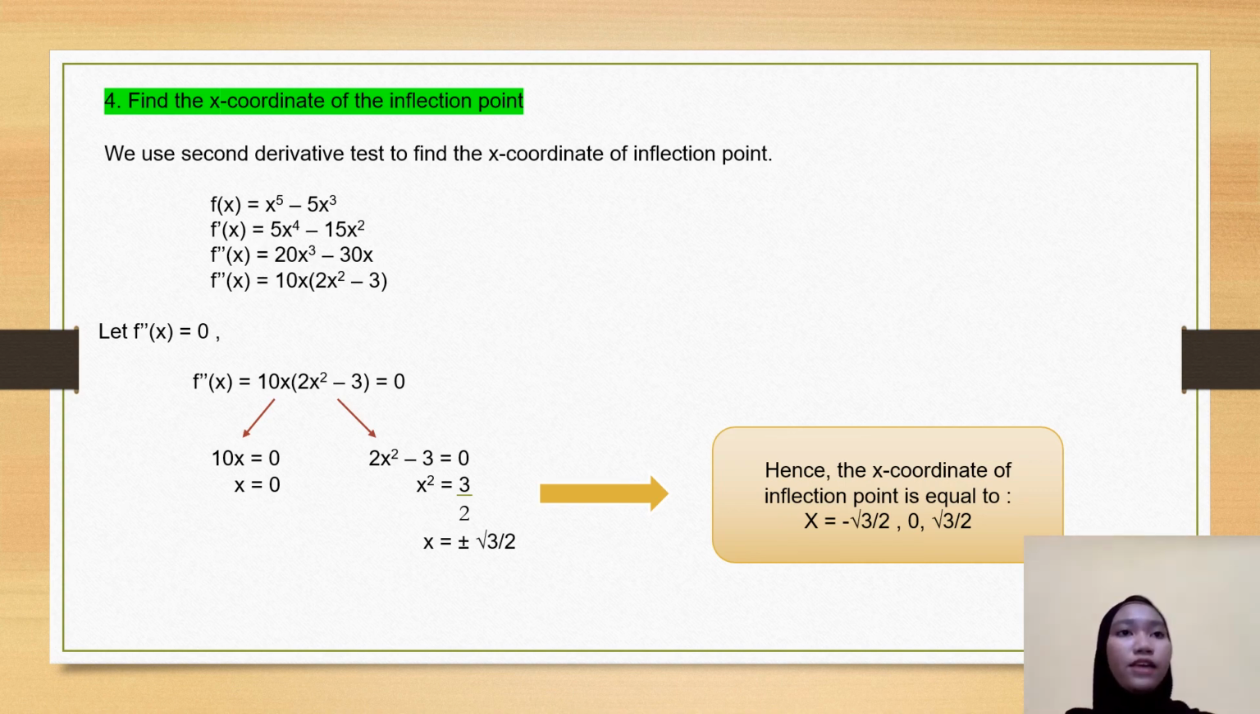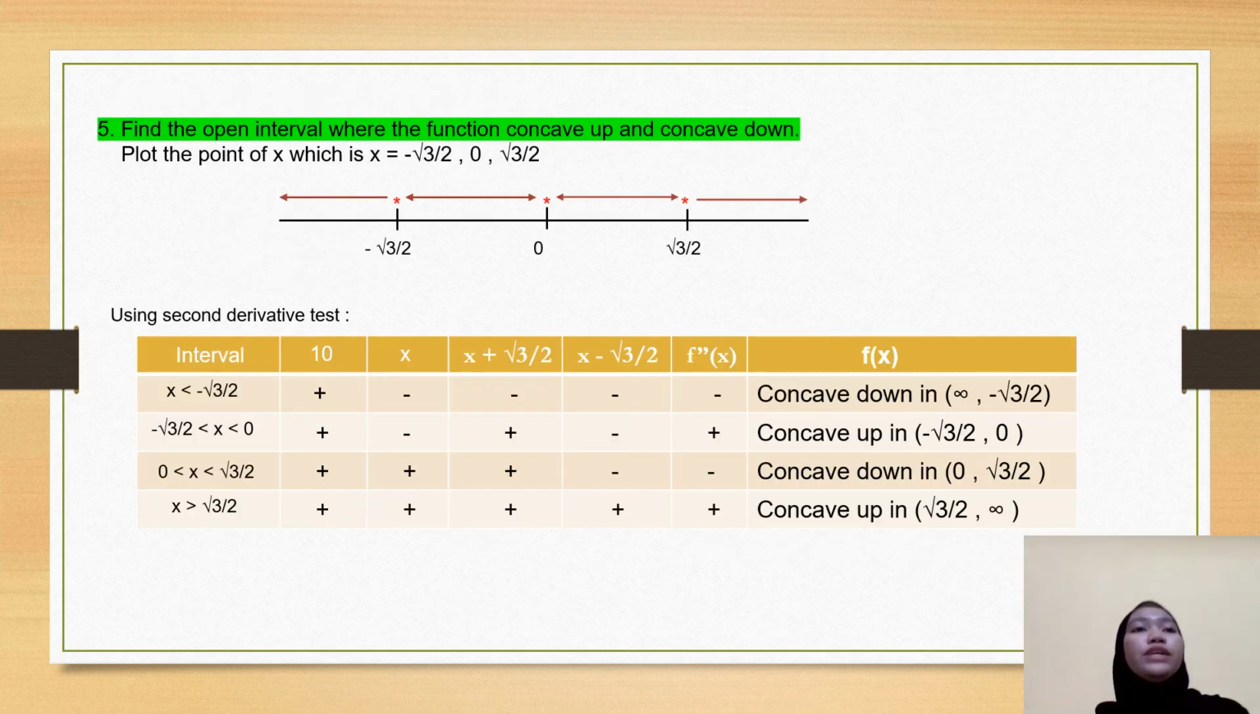So we need to let f double prime x equal 0, then 10x bracket 2x squared minus 3 equals 0. First, for 10x equals 0, we got x equals 0. And for the second, 2x squared minus 3 equals 0, for the last x we got plus minus root 3 over 2. Okay, hence the coordinates of the inflection points are x equals negative root 3 over 2, 0 and root 3 over 2.